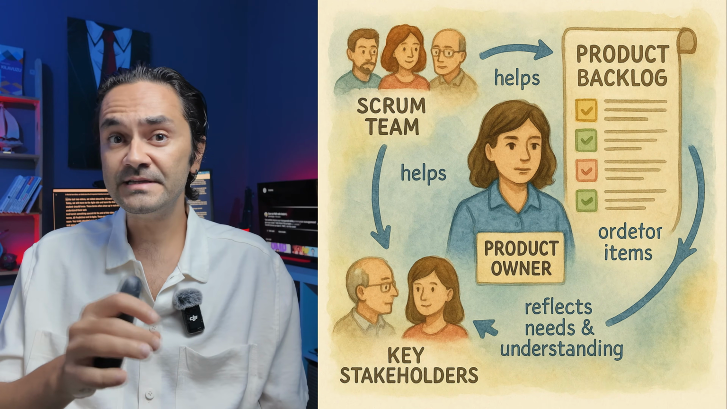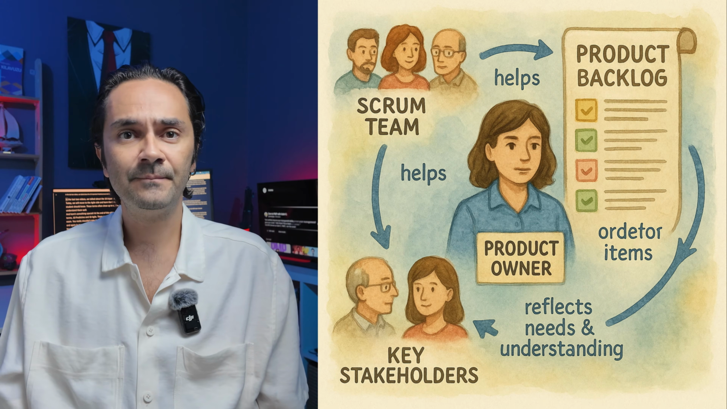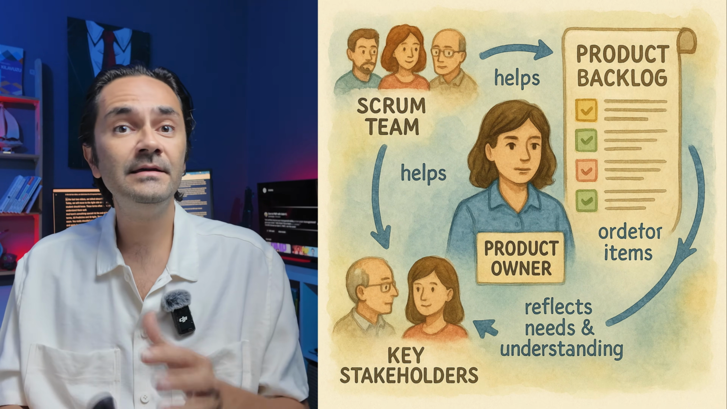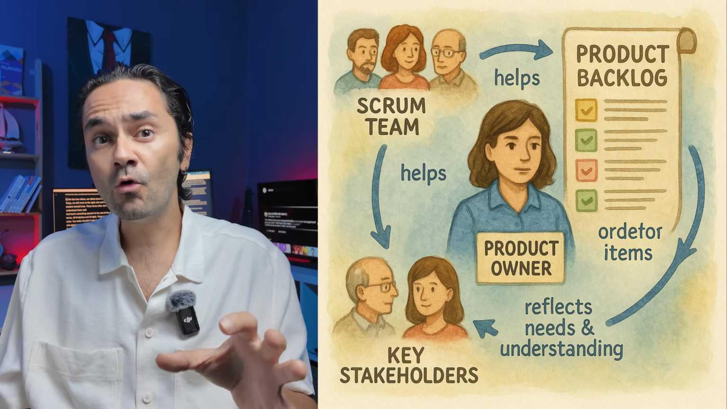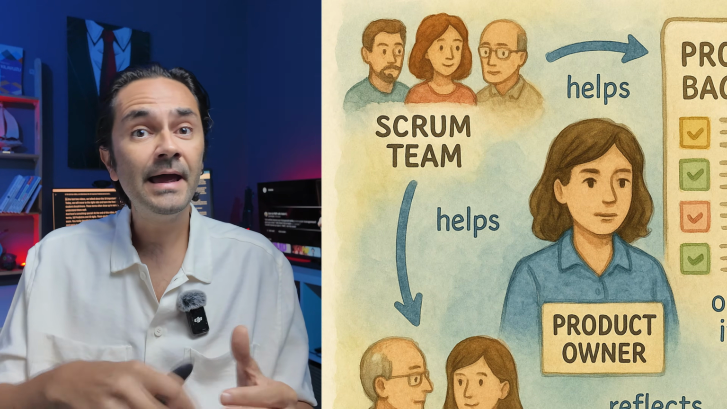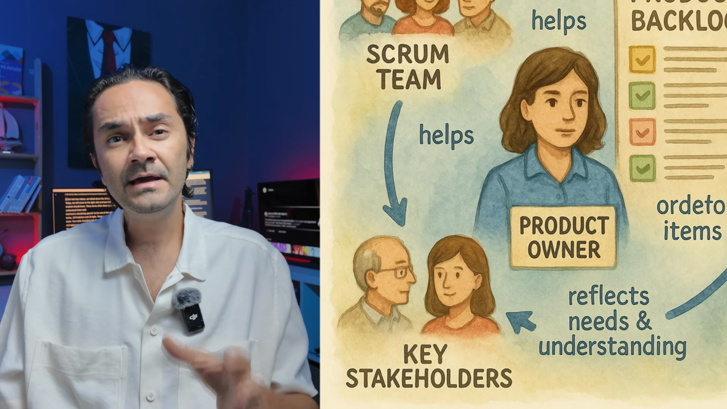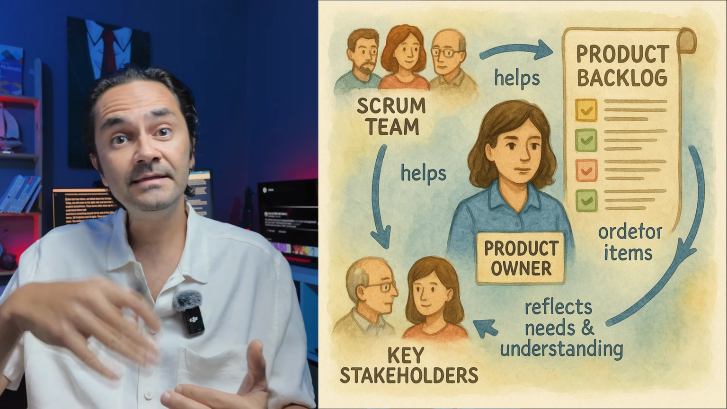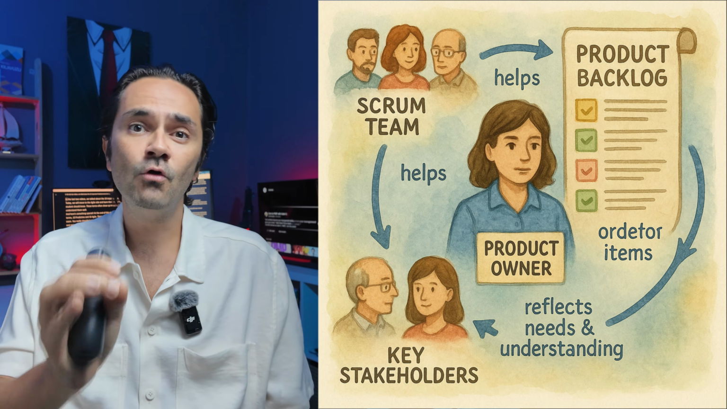The product owner is responsible for the product backlog. This means they decide what items should be added, updated, or removed, and in what order they should be done. So the product owner makes sure the team always works on the most valuable and important items first. When doing that, they get help from the Scrum team and key stakeholders. This way, the product backlog always reflects both the customer's needs and the team's technical understanding of what can be done next.